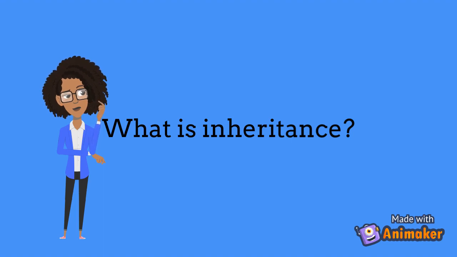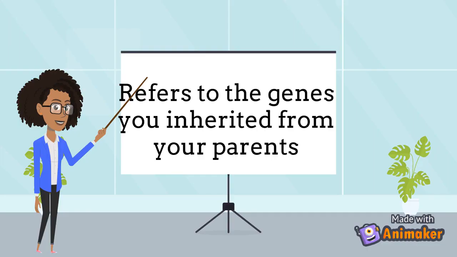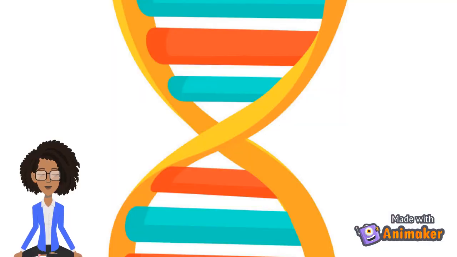Right, so we've learned about variation. Now, let's focus on inheritance. We've talked a little bit about inheritance whilst discussing variation. That's because inheritance refers to the genes you got from your parents, and the genes you got from your parents determine variation. But what exactly is a gene? A gene is made up of DNA and contains enough DNA bases to code for a protein.